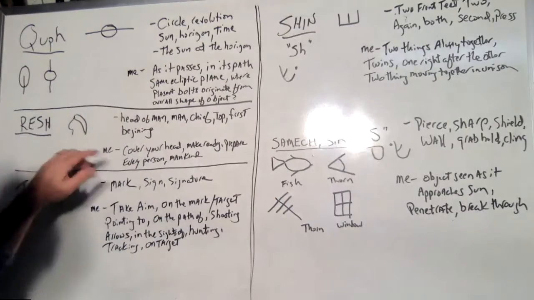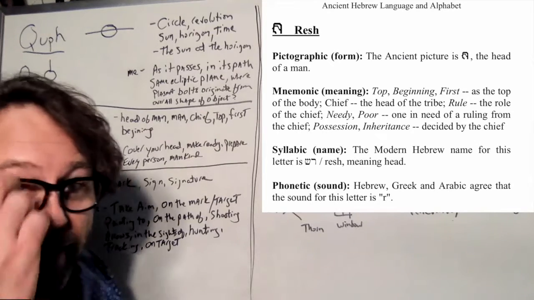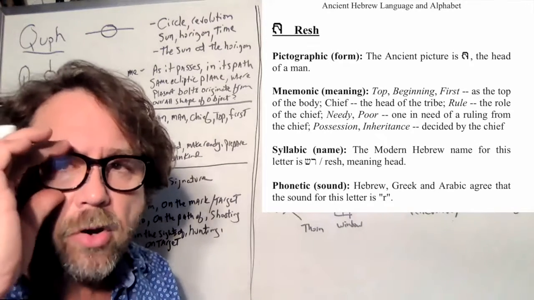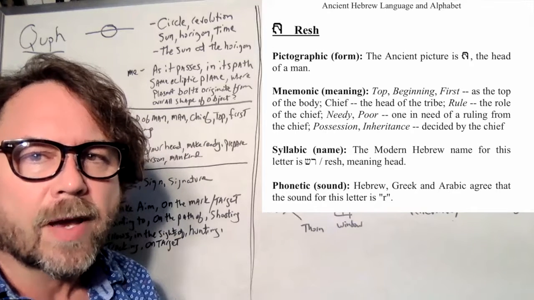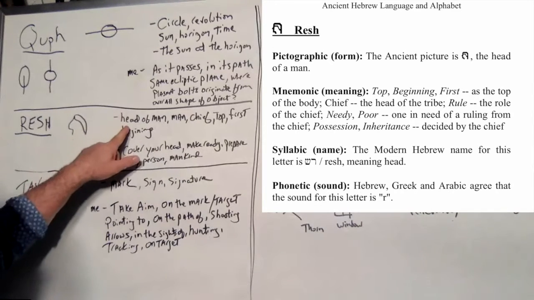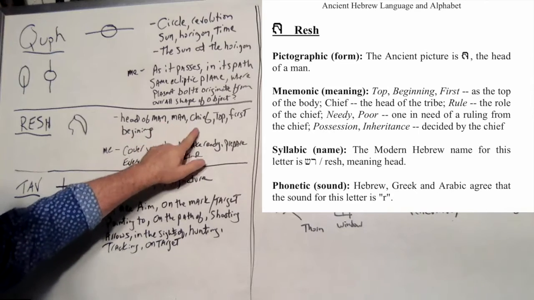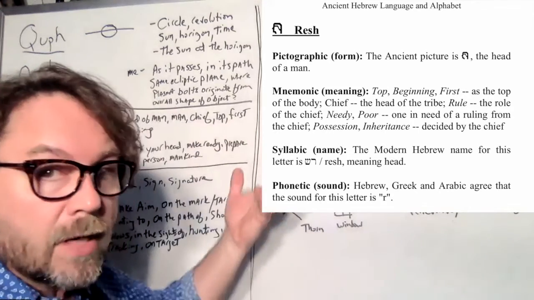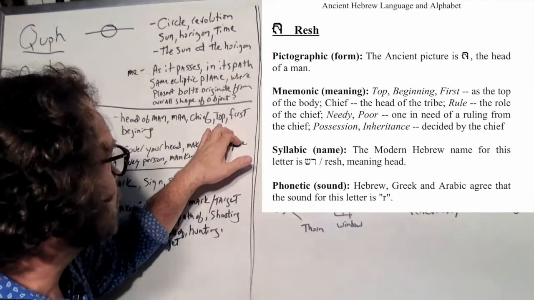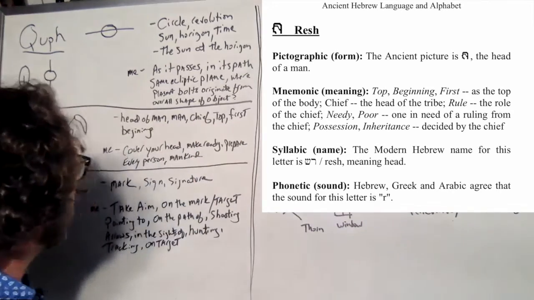Okay, so here's the next one, Resh, and it looks like a funny little cartoon character with some kind of helmet on. Okay, and it's head of man, chief, because maybe he's got a helmet, maybe he's the chief or something. Top, first, beginning, the beginning.